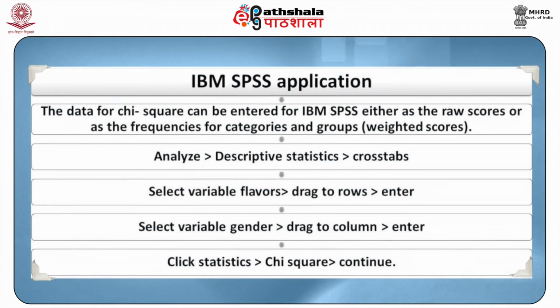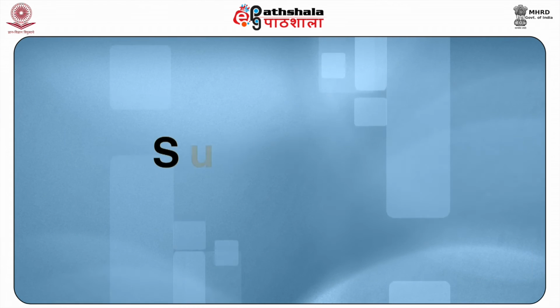The commands are as follows. The data for chi-square can be entered in IBM SPSS either as the raw scores or as the frequencies for the categories and groups. Analyze, descriptive statistics, crosstabs. Select variable flavors, drag to rows, enter. Select variable gender, drag to columns, enter. Click statistics, chi-square, continue.